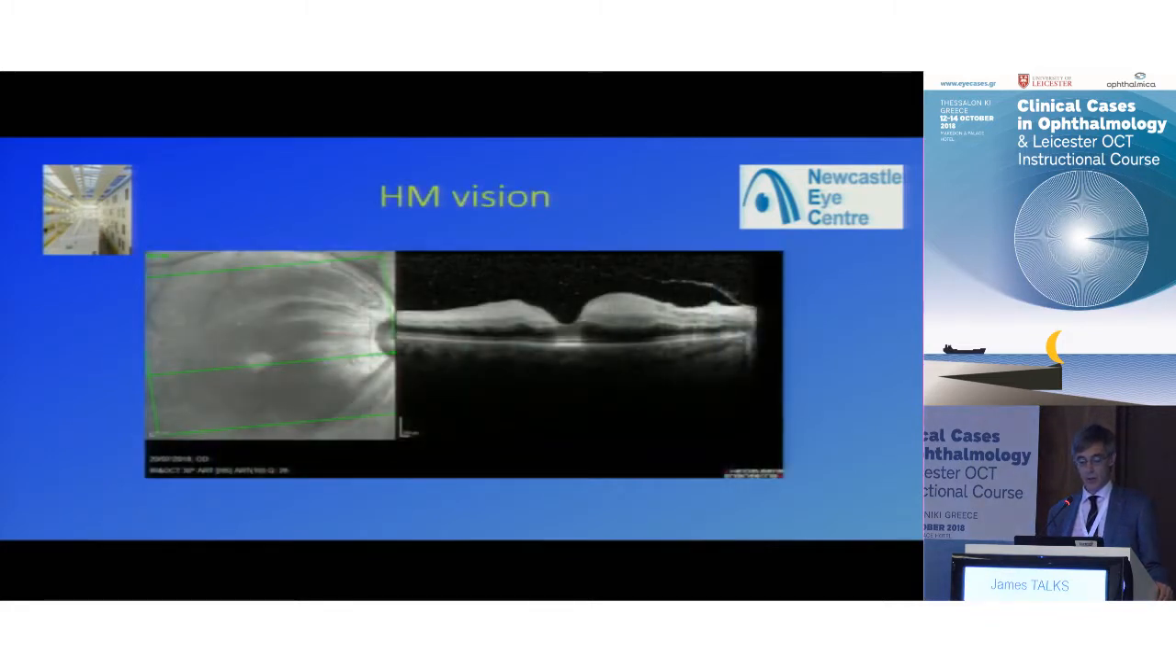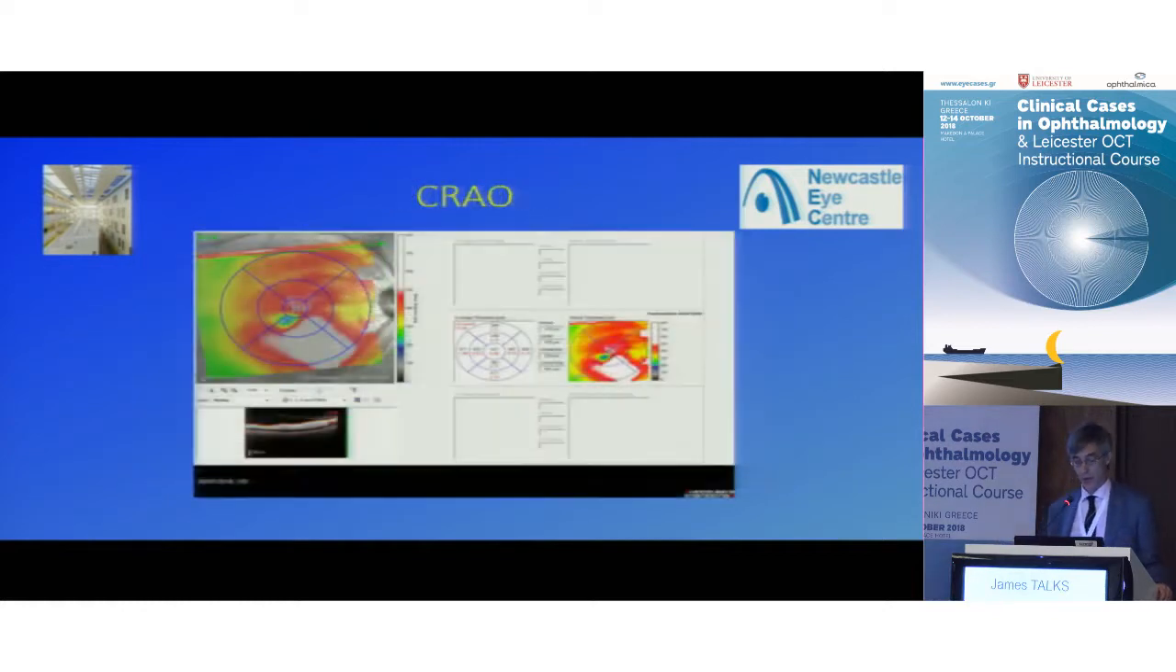Changing gear, what's going on here? You can see this vision's awful, and there's very hyperfluorescent inner retina, and then you get a much darker area than normal here because this is all swollen, so you're getting a bit of masking. The map is showing it is swollen, quite dramatically so. So this is a central retinal artery occlusion.